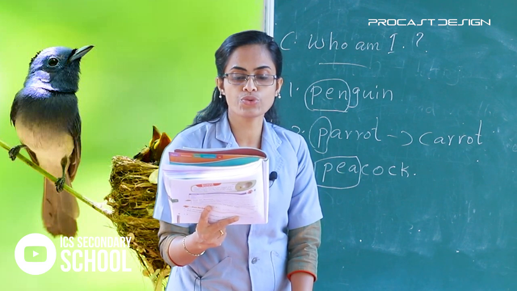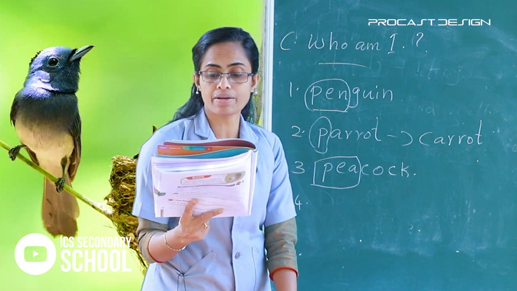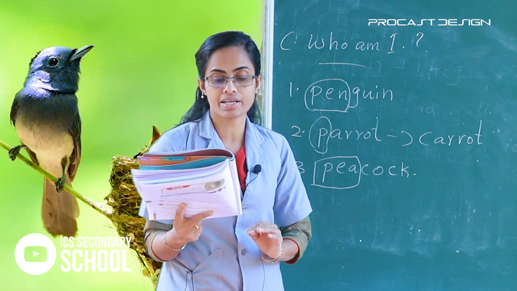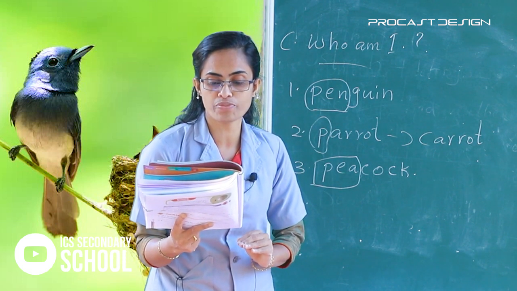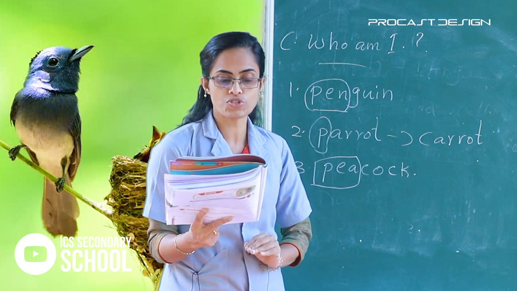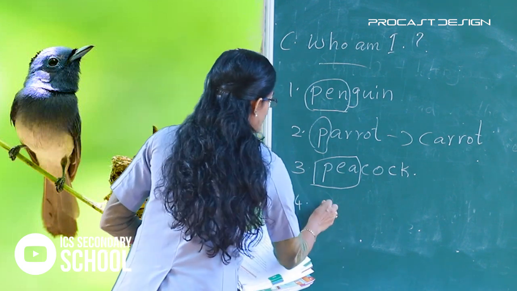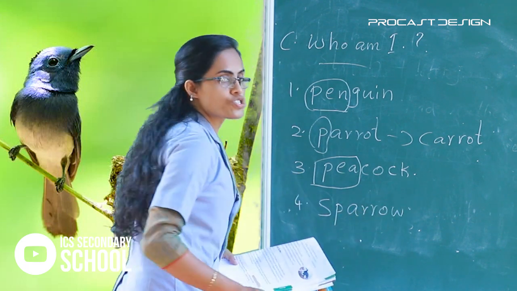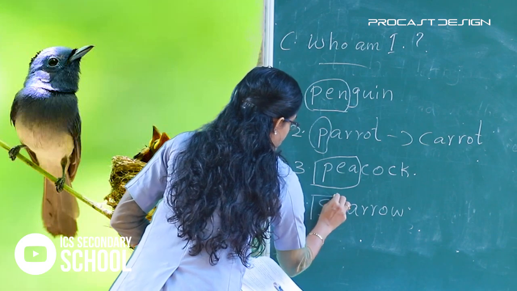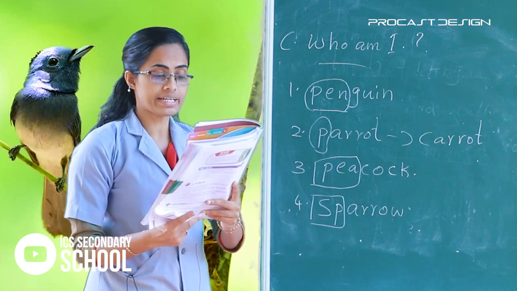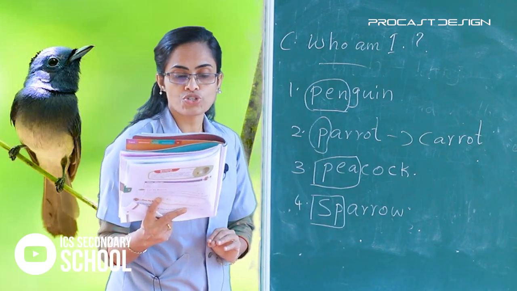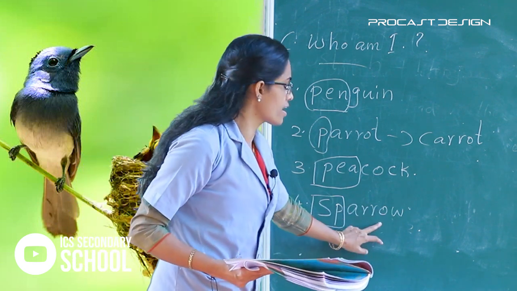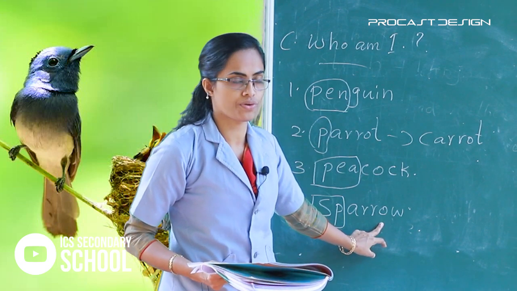Remove the first two letters of my name to get something you shoot from a bow. Sparrow. Remove the first two letters to get something you shoot from a bow. What is that? Arrow.